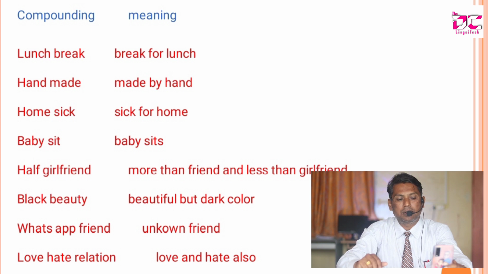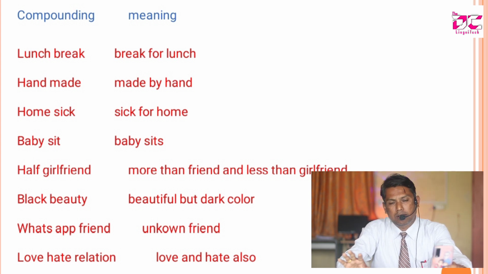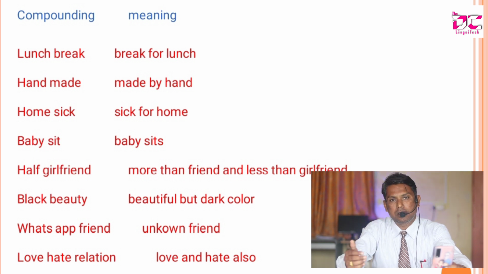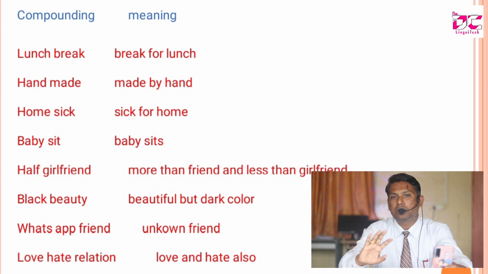Let's discuss another example. The novel by Chetan Bhagat is called Half Girlfriend. So what do we understand by half girlfriend? Half girlfriend is something more than friend and less than girlfriend. Or another novel called Black Beauty. So somebody is beautiful but color is black, or color is dark, we can say. Or we can say WhatsApp friends. So somebody is my friend, but who is only a WhatsApp friend, I have not seen them.